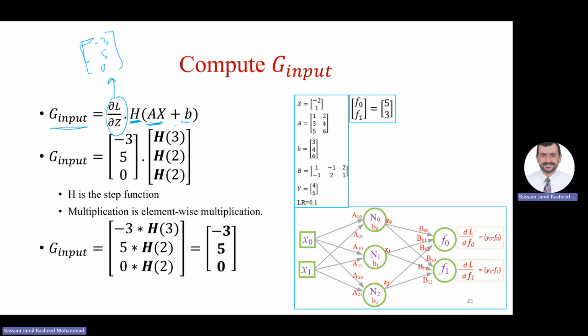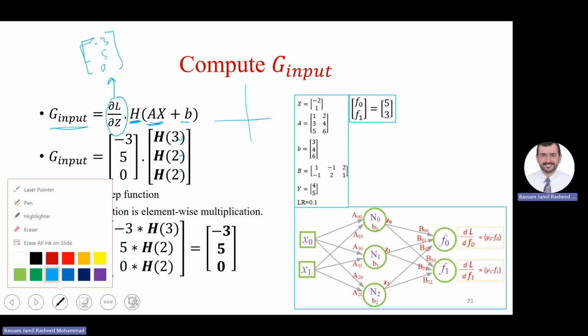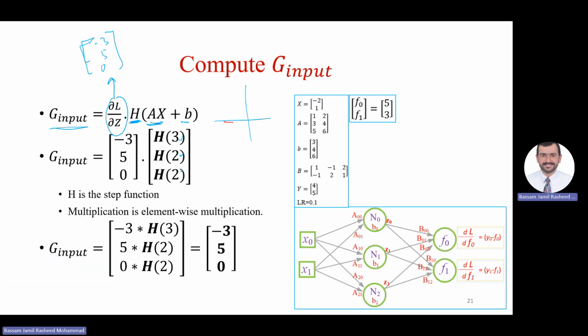Okay, when we do that, we get 3, 2, and 1. We apply the step function. The step function means if you have a negative value, the value is 0. The step function is like this. So just to remind you, because we talked about it in the training. Okay, this is the step function. So if the input is negative, the output of the step function is 0. If the input is positive, the output of the step function is 1.